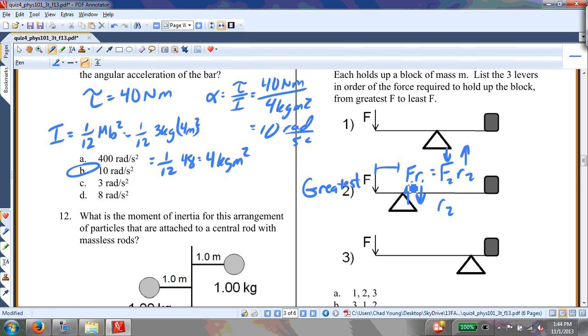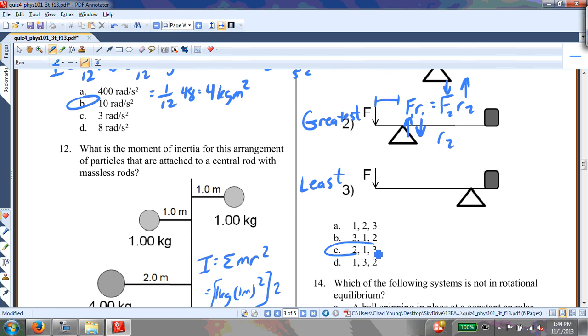You probably know this sort of intuitively, because you've all used levers of some sort. So that's the one with the greatest force. The one with the smallest force, the greatest mechanical advantage, as we would say, is this one. So it's going to be 2, 1, 3 is our answer. 2 is the biggest, 3 is the smallest, and 1 is in between. So number 13 is C.